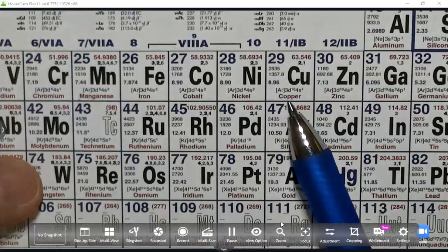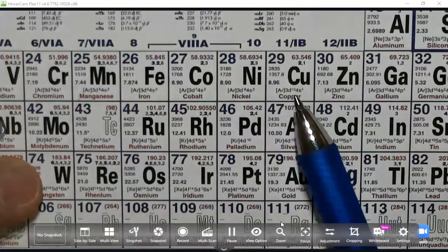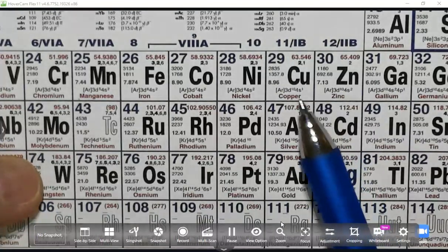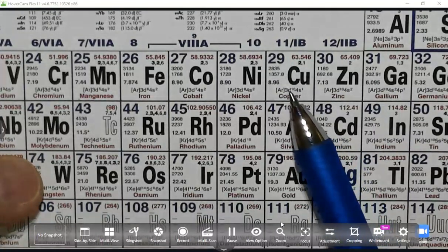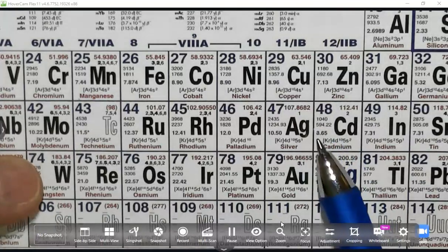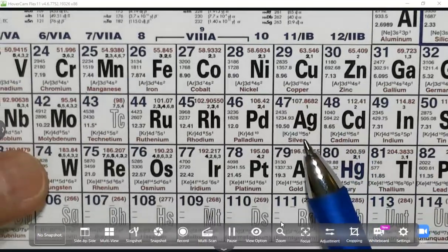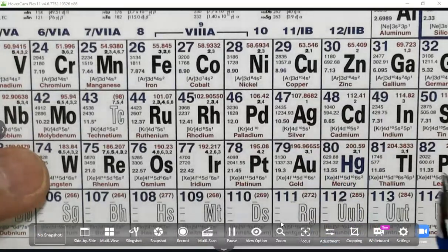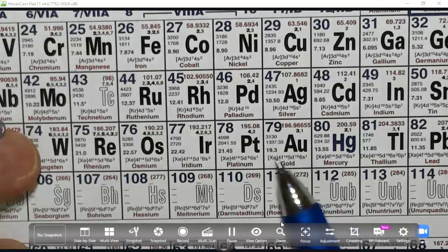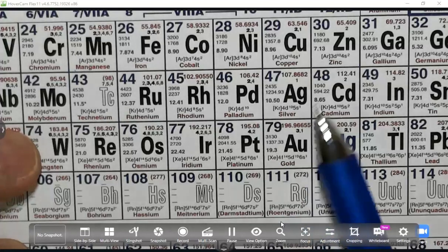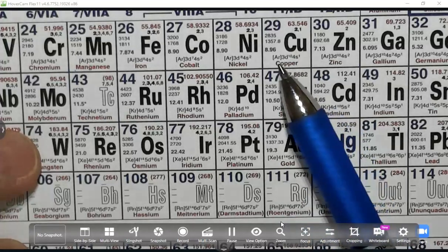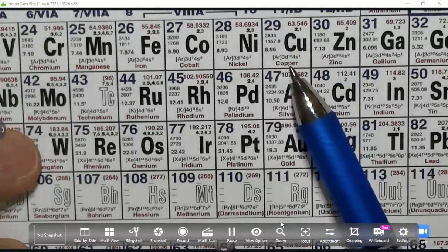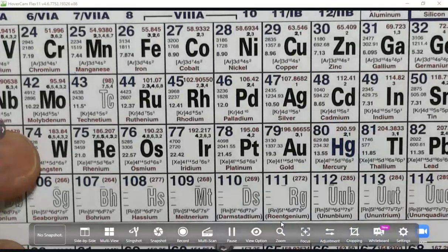Look at copper: 4s1 3d10. Look at silver: instead of 4s2 3d9, it's 4s1 3d10. This one here, instead of 5s2 4d9, it's 5s1 4d10. And gold does the same thing. One of the electrons comes out of the S and fills up the D.